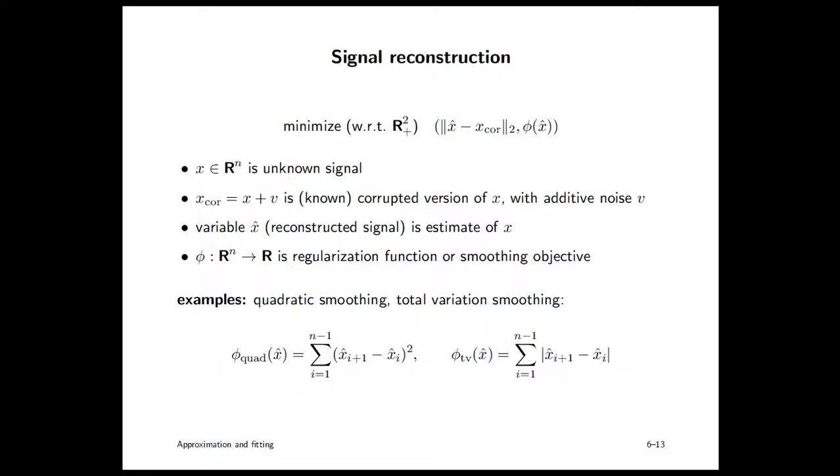It can also be used in signal reconstruction. This objective function is used to measure the roughness, or the lack of smoothness, of the estimate x-hat. The problem is to seek the signals that are close to the corrupted signals. These are two variations of the reconstruction problems.